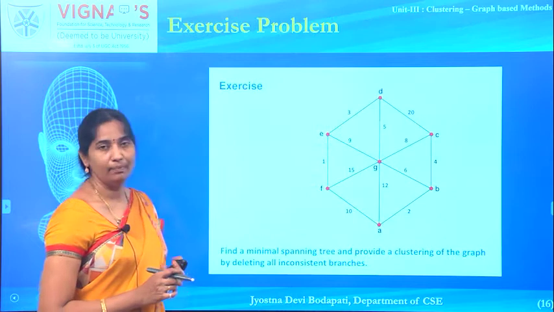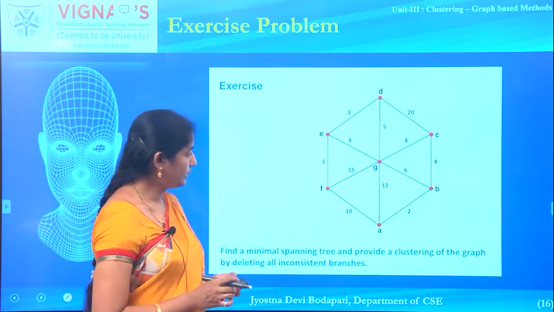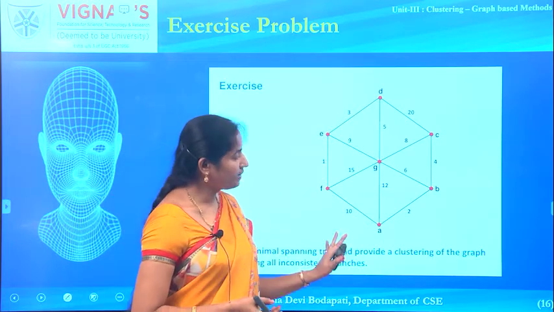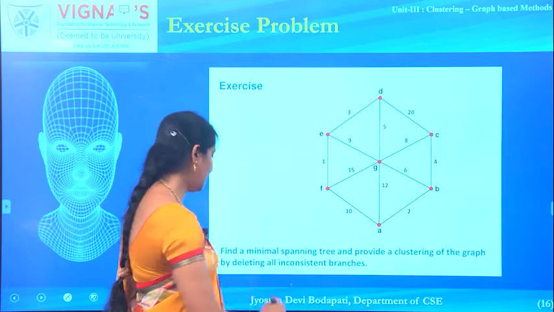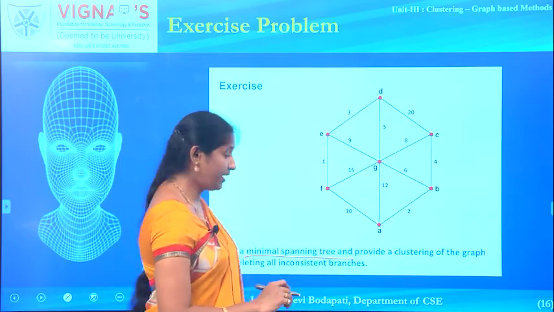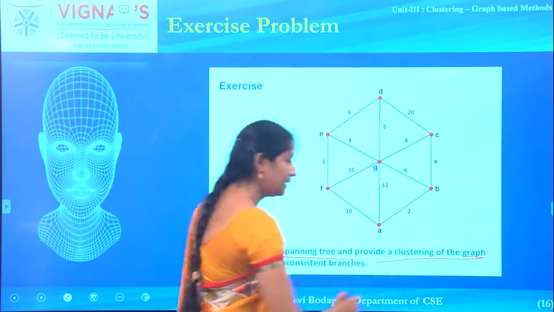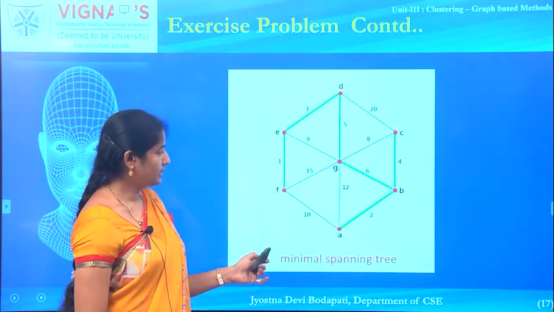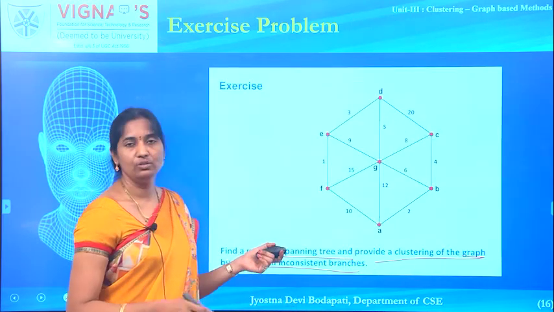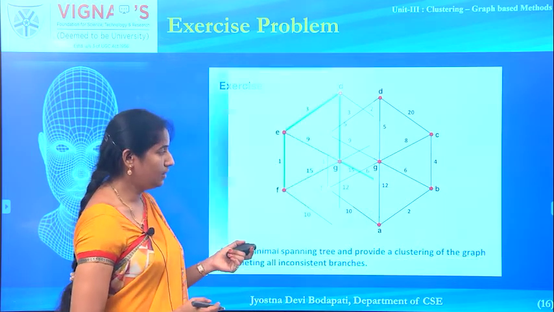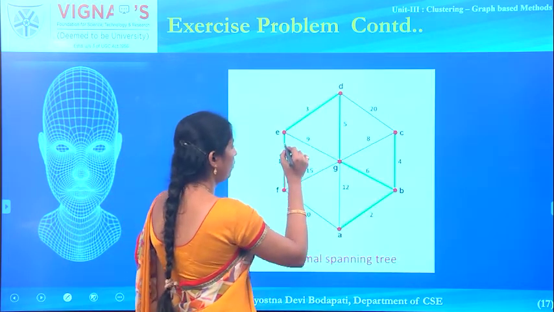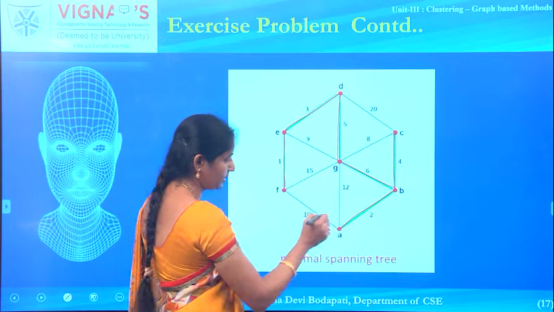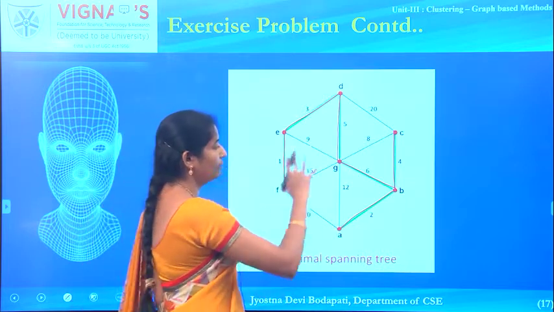And now let's see an example of how we delete the inconsistent edges to get the clusters. This is the given graph, and we'll see how to find its minimal spanning tree, and how to cluster the graph by deleting the inconsistent edges. We can use either Prim's algorithm or Kruskal's algorithm to get the minimal spanning tree. You follow any of the processes and get this minimal spanning tree, marked in green and now I am marking in red. That is the minimal spanning tree for this graph.